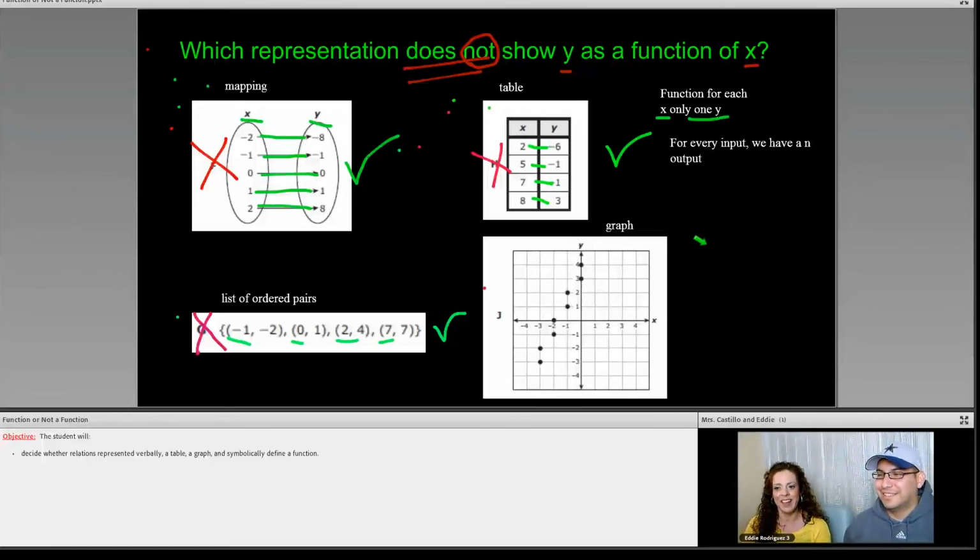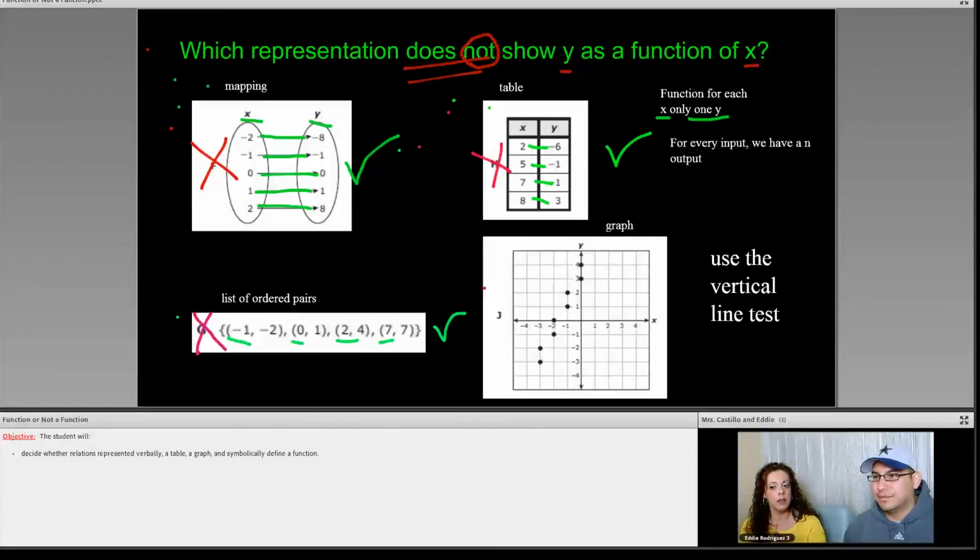Okay, so if we were to draw a vertical line through any of the data points on our graph, remember that we cannot hit our graph more than one time. Because if we do, then it does not pass the vertical line test. Right. So see here it's hitting 2 points. Every time I draw a vertical line, it hits 2 points. So this one is not a function. So this has to be my answer choice. That is correct. You did an awesome job.